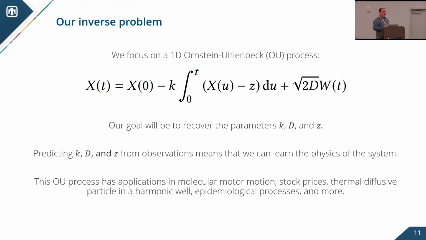So we focused on this 1D Ornstein-Uhlenbeck process, an OU process. There are some nice properties of this, but I won't get into it. It is useful for many domains: molecular motion, stock prices, diffusing particles, and so on. But our goal is to recover those parameters K, D, and Z, right? Because given this form, they define the action of the physical system. Those are the three parameters that we want to recover at the end of the day. And if we can do that, that says that we've found the underlying system and that our simulation somehow represents that.